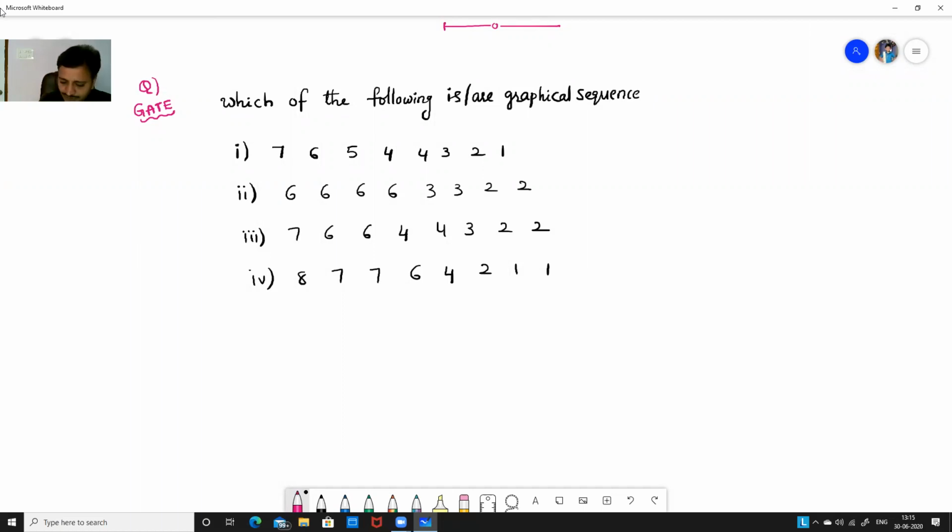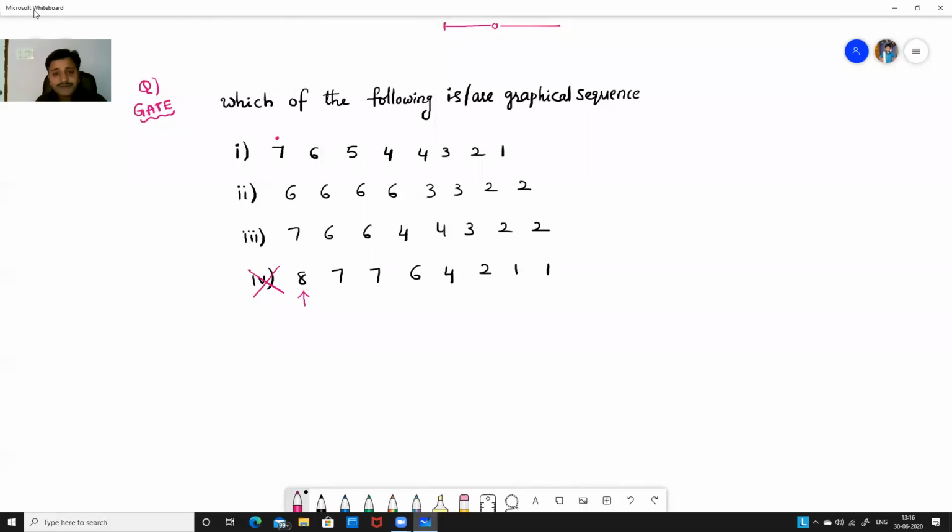Now look at the options here. There are a total of 8 vertices, so at most 8 minus 1, that is 7. Yes, it is okay. The next one is also okay, and the next one also okay. But if you see the fourth one, there are 8 vertices. In an 8 vertices simple graph, how can I have a vertex having degree 8? Is it possible? No. So we can eliminate this option. Option 4 is eliminated. So by using the first property, we eliminated option 4.